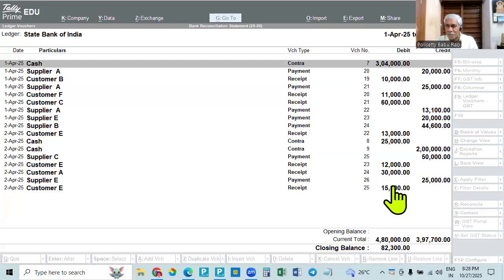And when you are making payments to others, that means you are taking the money. That means the bank will pay to them. That means we are taking the money from the bank. They are called as withdrawals. That all will be credited in the bank. They show on the credit side.